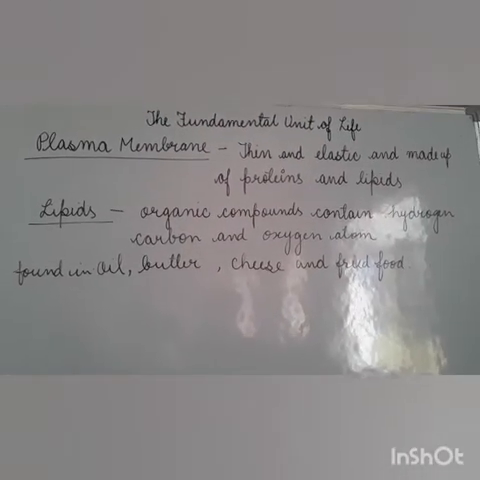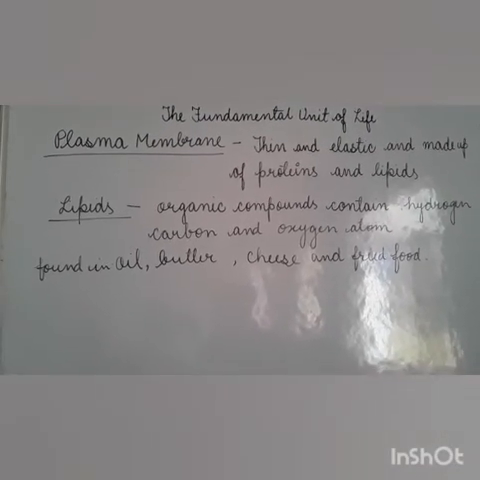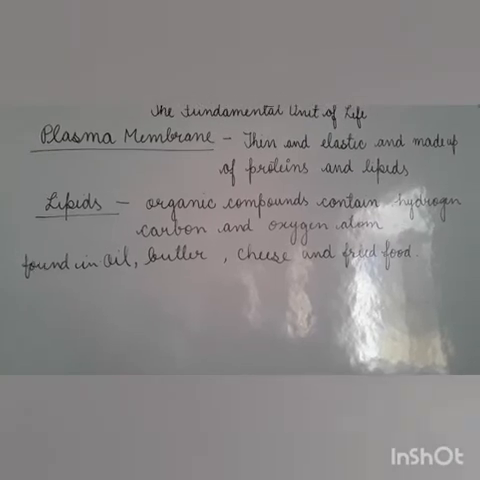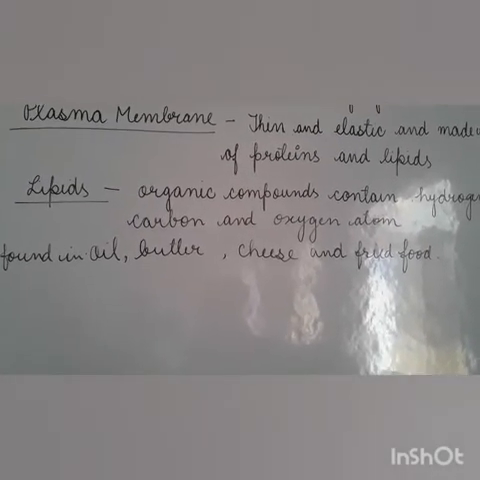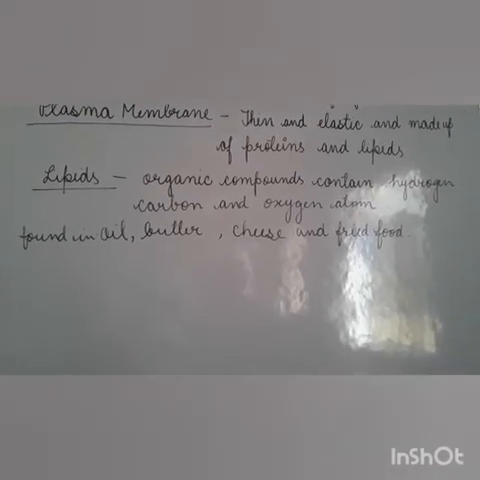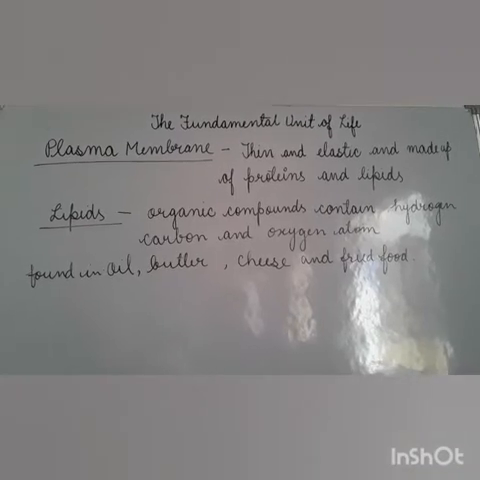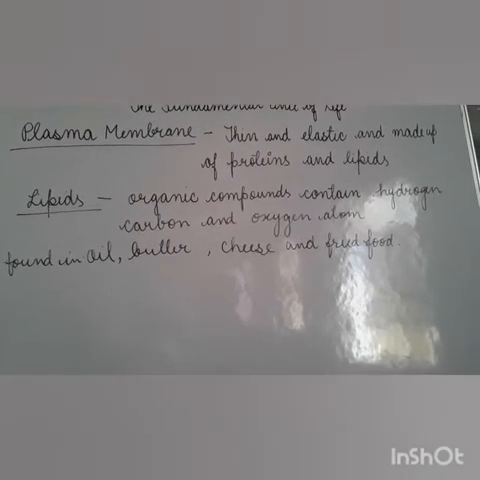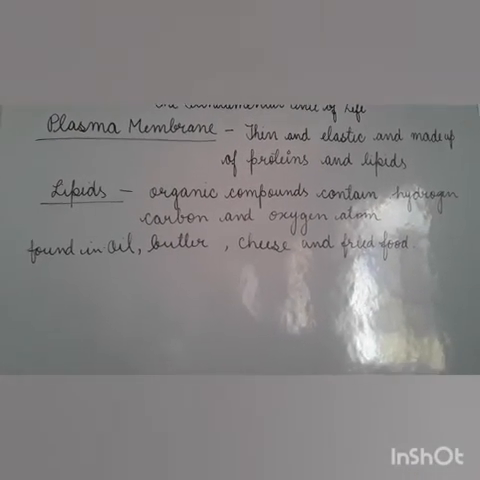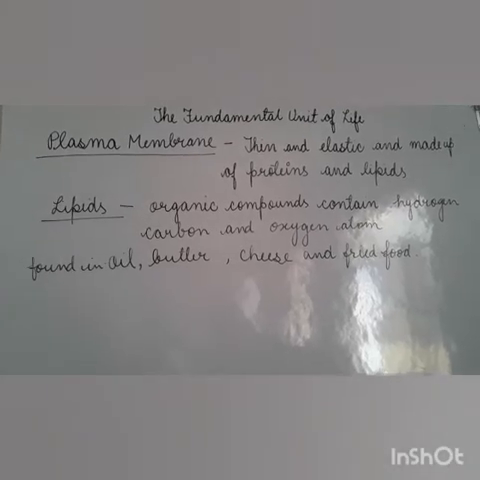So we are studying about the plasma membrane. The plasma membrane is thin and elastic and made up of proteins and lipids. Proteins you know, but what are lipids? Lipids are organic compounds which contain hydrogen, carbon and oxygen atoms, and lipids are found in oil, butter, cheese and fried food. The plasma membrane is thin and elastic, and this elasticity helps in performing various tasks, as it is a selectively permeable membrane. So it plays a very important role in diffusion and osmosis.